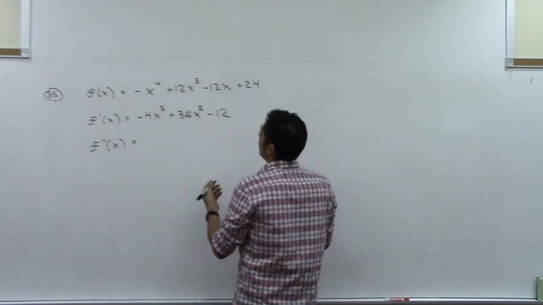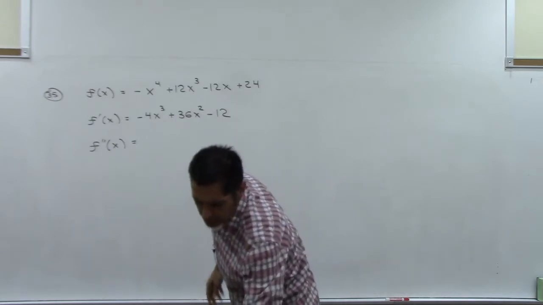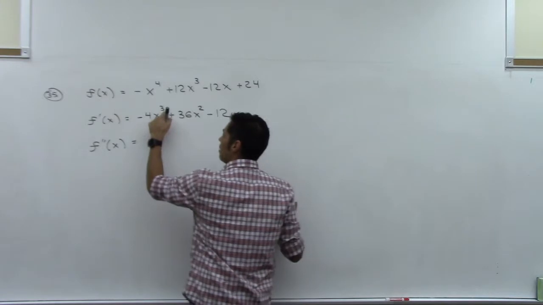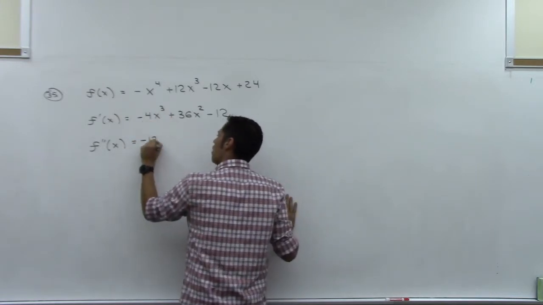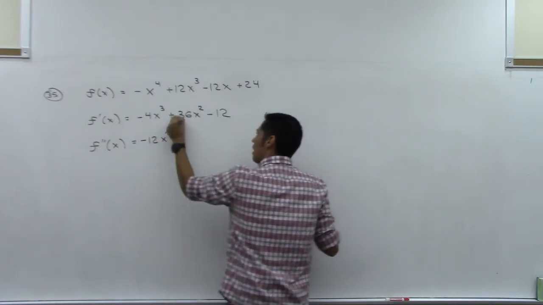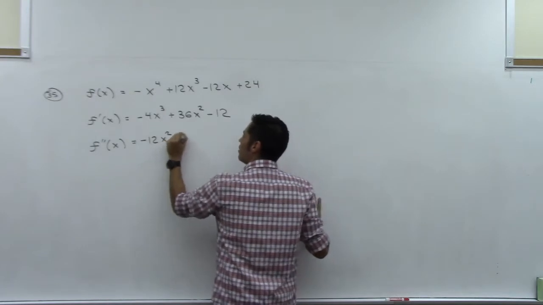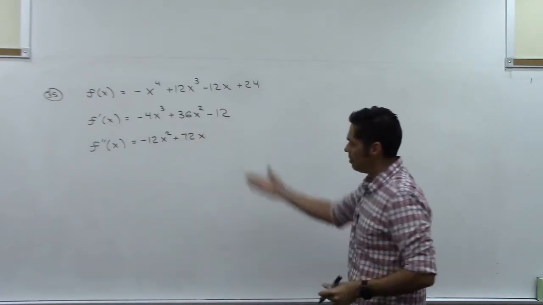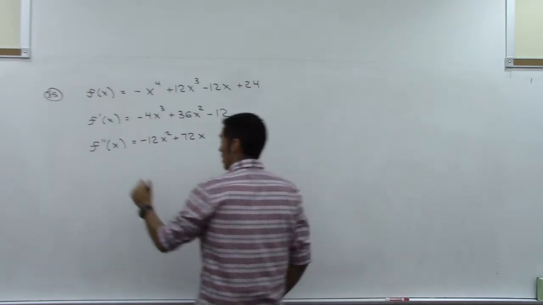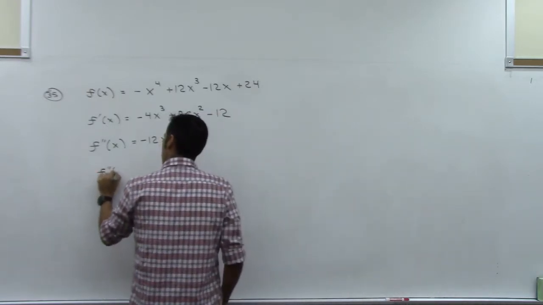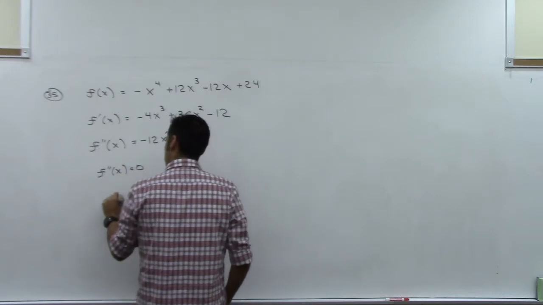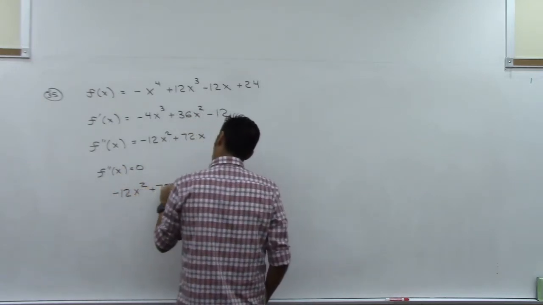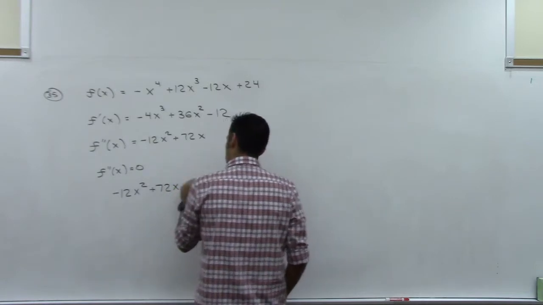Now I take, wait, was that x or x squared? Yeah, it's 12x. Okay, so now I'm going to take the derivative again. 3 comes out, I get negative 12x squared. X comes out there, I get plus 72x, and then derivative of negative 12 is 0. So there's my second derivative, and I'm going to set that second derivative equal to 0. So I set negative 12x squared plus 72x equal to 0.